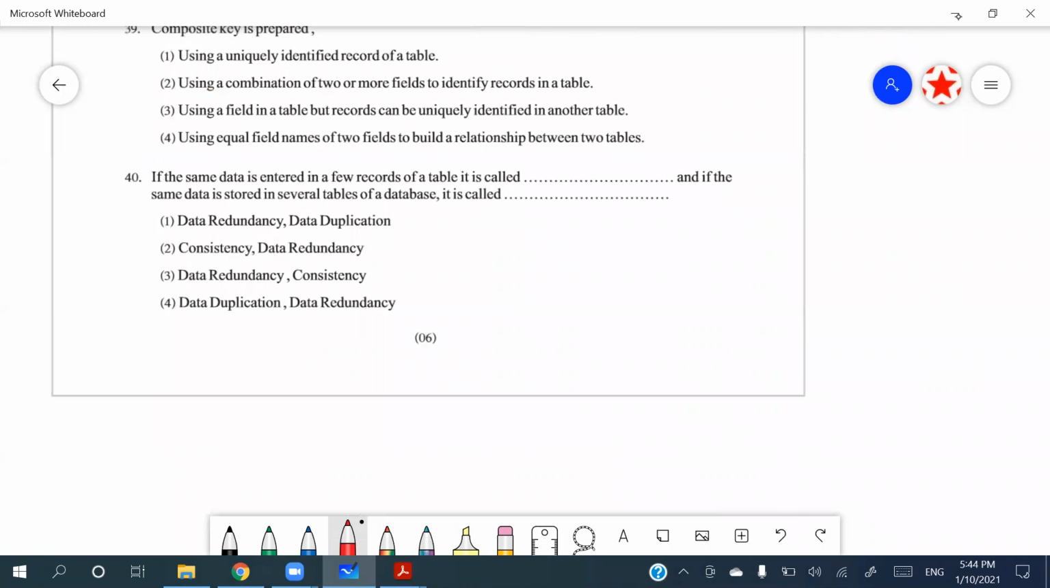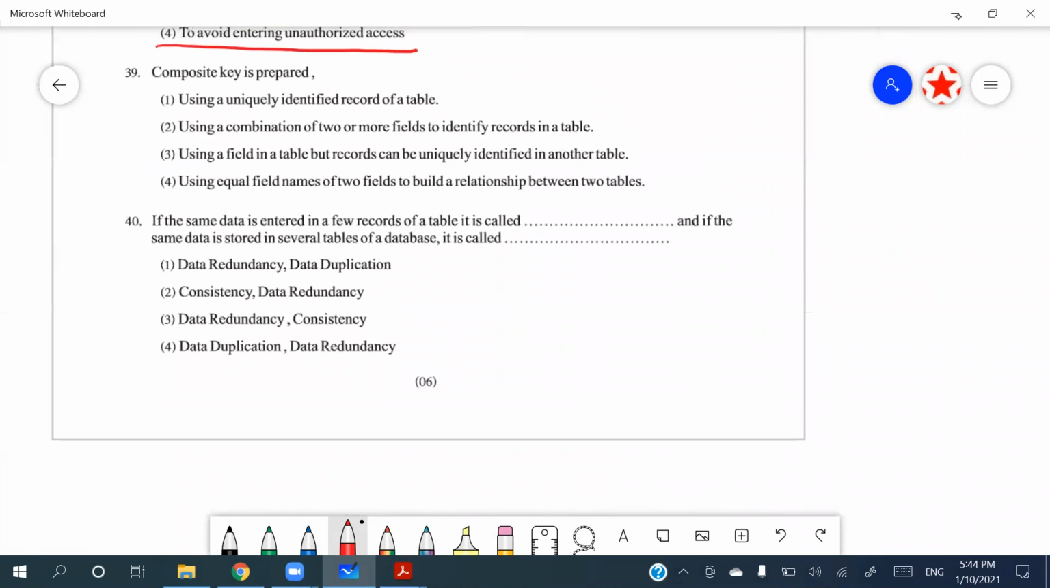39th, composite key is prepared using uniquely identified record of a table, using combination of two or more fields to identify records in a table, using field in a table, but records can be uniquely identified in another table. No. Using equal field names of two fields to build relationship between two tables. No. Composite key is regarding this thing. Using a combination of two or more fields to identify record in a table.